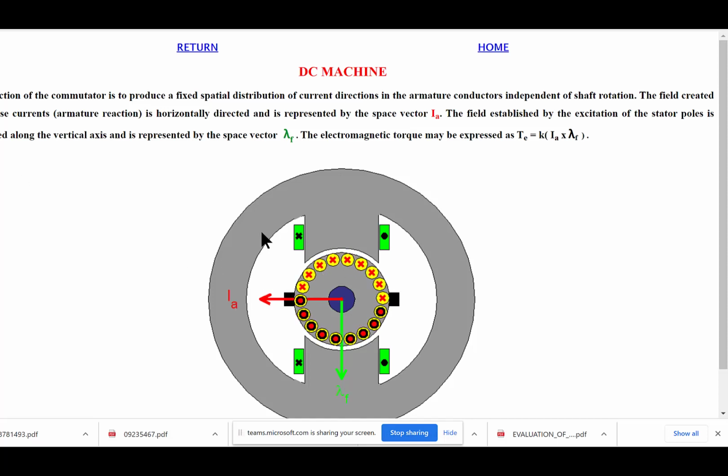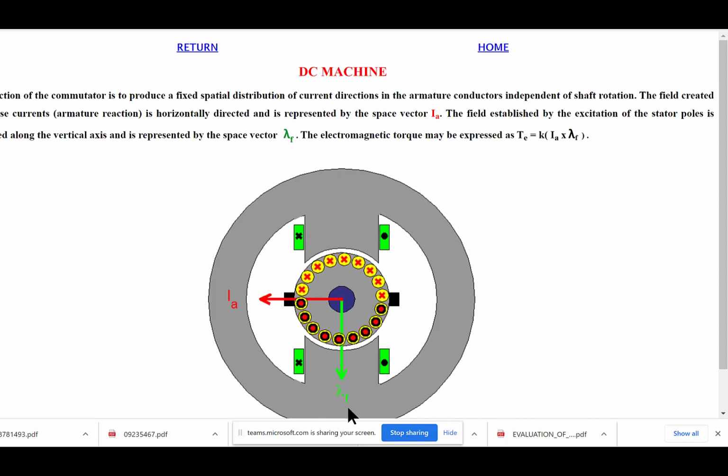And I want everybody to be very, very clear that this is something that will be on the final. You need to understand the relationships between the MMFs, magnetomotive forces, of DC machines versus synchronous machines. In the DC machine, the MMFs are not moving. And here it's pointing in this green direction.